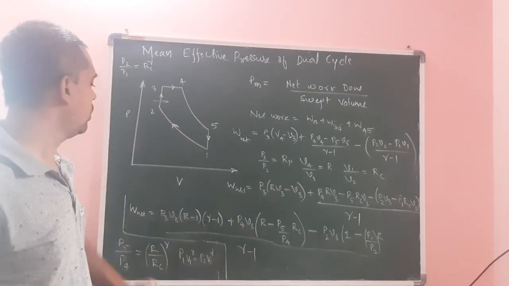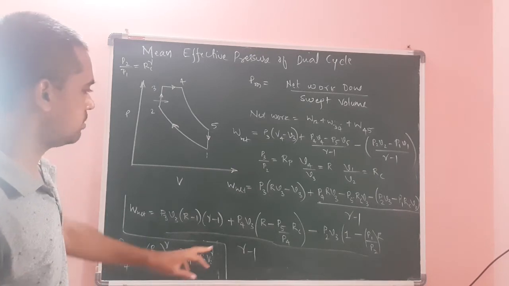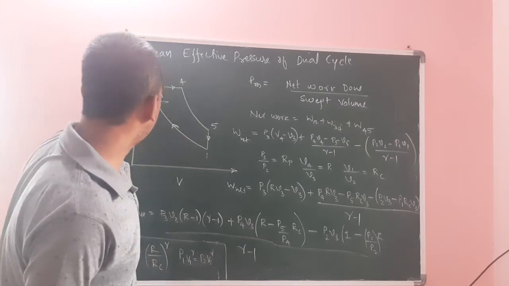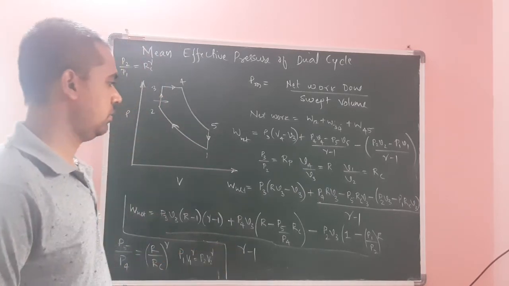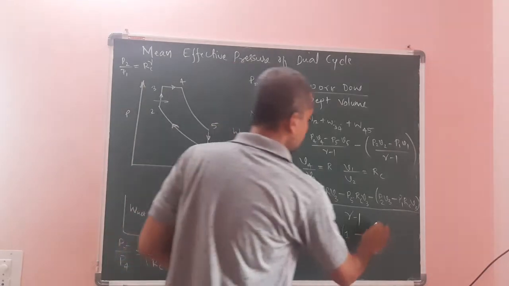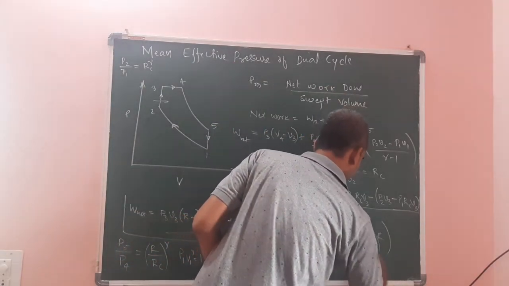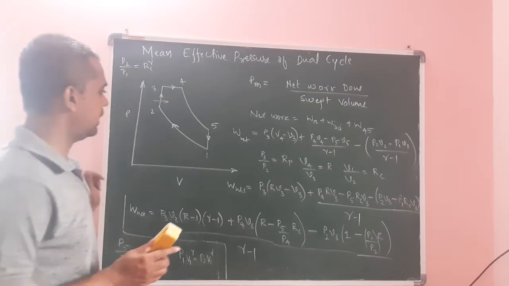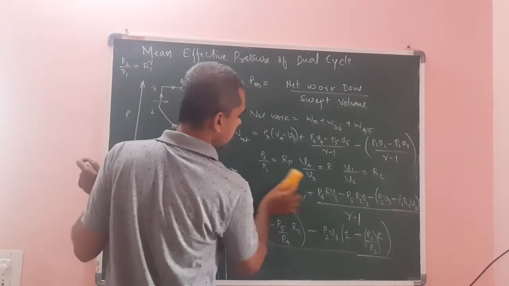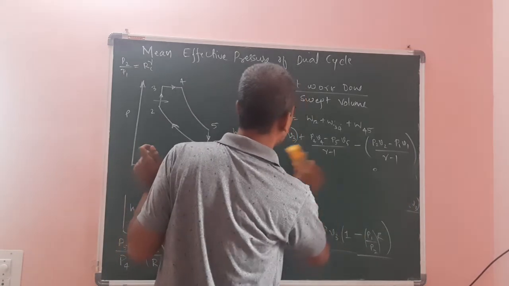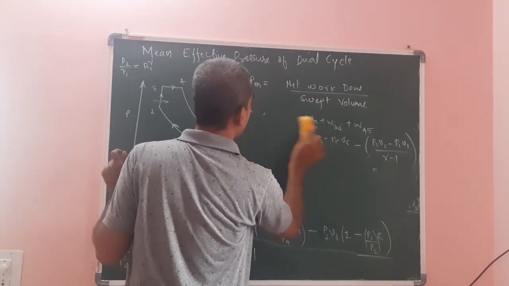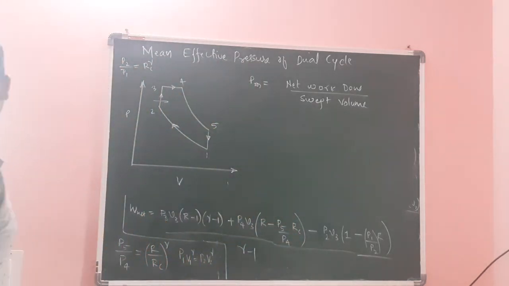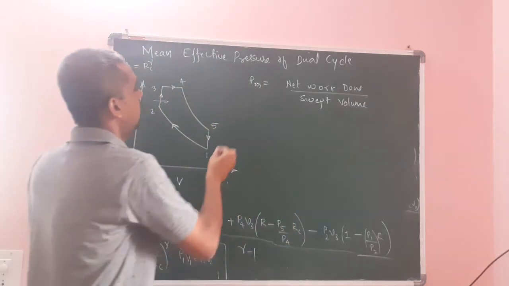Now if I substitute these two, P5 by P4 and P2 by P1, in this equation. This is a bit lengthier. If you practice once or twice, you will come to know. Now we are calculating W net. Afterwards, we will calculate the swept volume, substitute, and we can get the mean effective pressure.